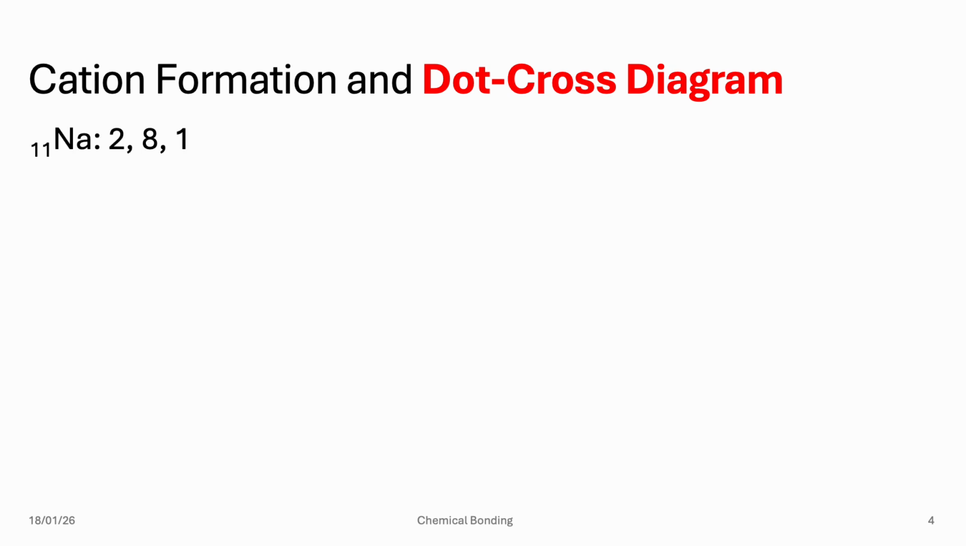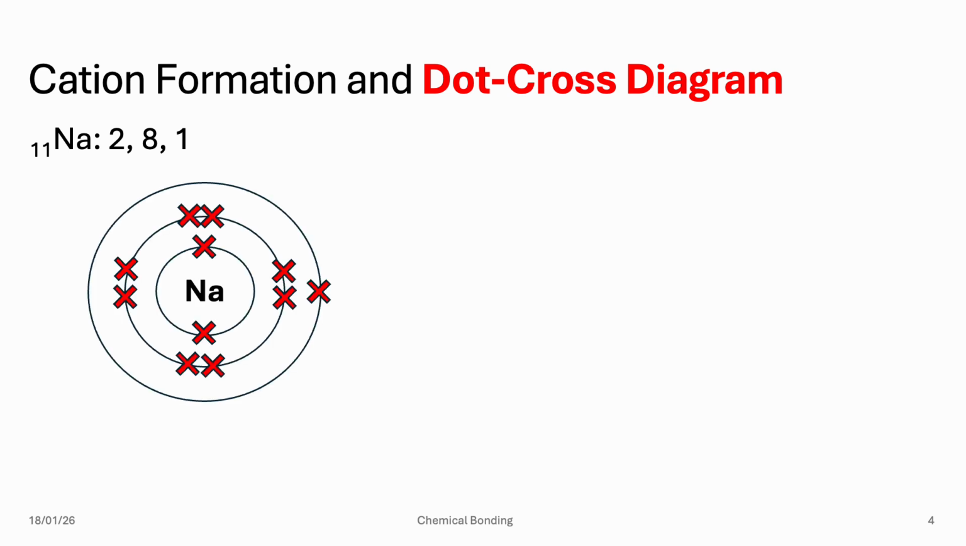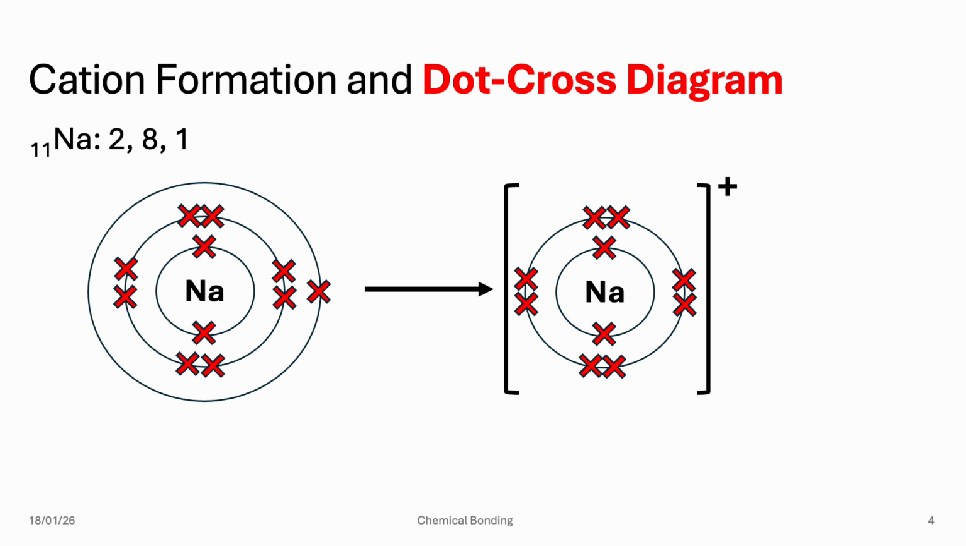So for example, here we have sodium. Sodium will have 2, 8, 1 electron configuration. That one electron is the valence electron. To achieve noble gas electron configuration, sodium will release that one electron to form a sodium ion. Now the valence electron shell of sodium has 8, because the third shell is empty now, so the valence electron now is in the second shell. So the second shell has 8 electrons.